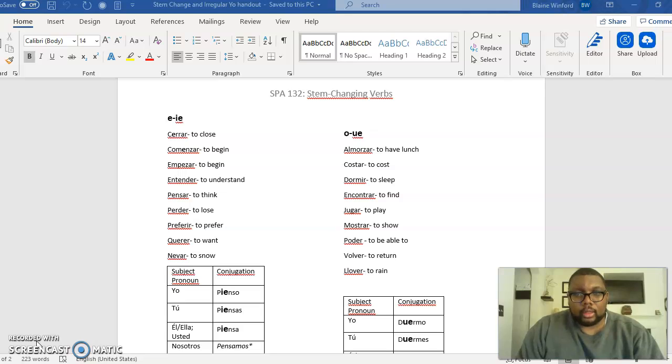Right, so let me talk about stem changes in the present tense. Okay, stem changes in the present tense. The first question you might have is, what is a stem change? Well, a stem change is a slight change in spelling and pronunciation of a conjugated verb.